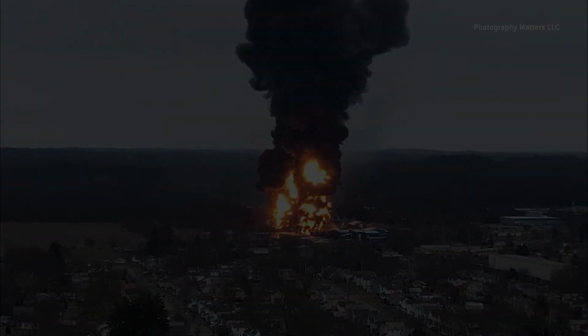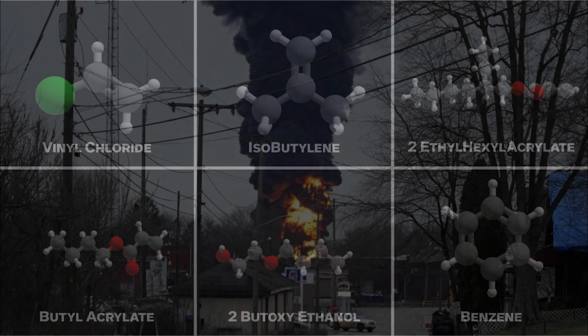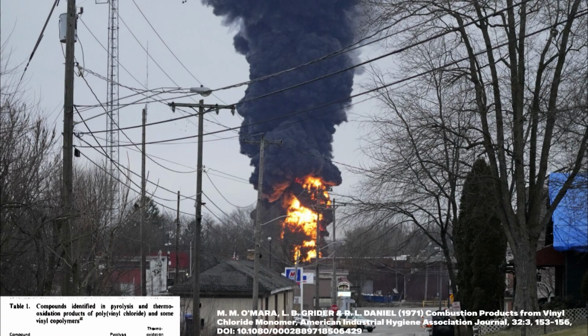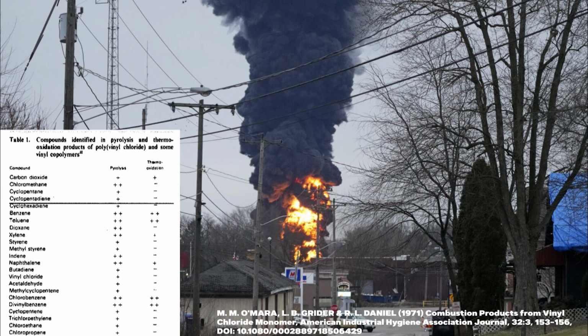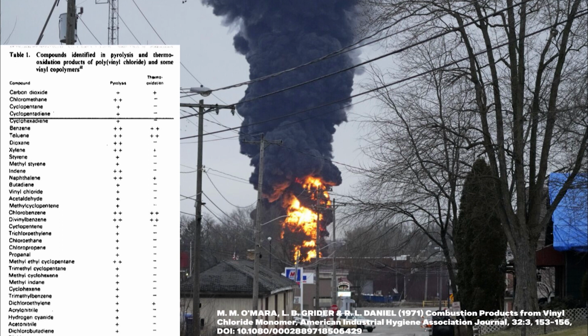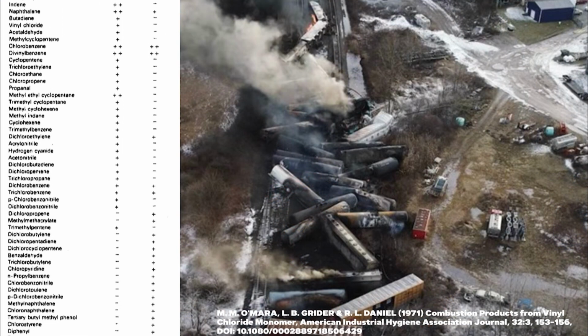In the tanker cars were vinyl chloride, isobutylene, 2-ethylhexylacrylate, butyl acrylate, 2-butoxyethanol, and benzene. In a high-temperature environment, such as a fire, these starter chemicals can produce an almost infinite number of chemical products, most of which are not good.